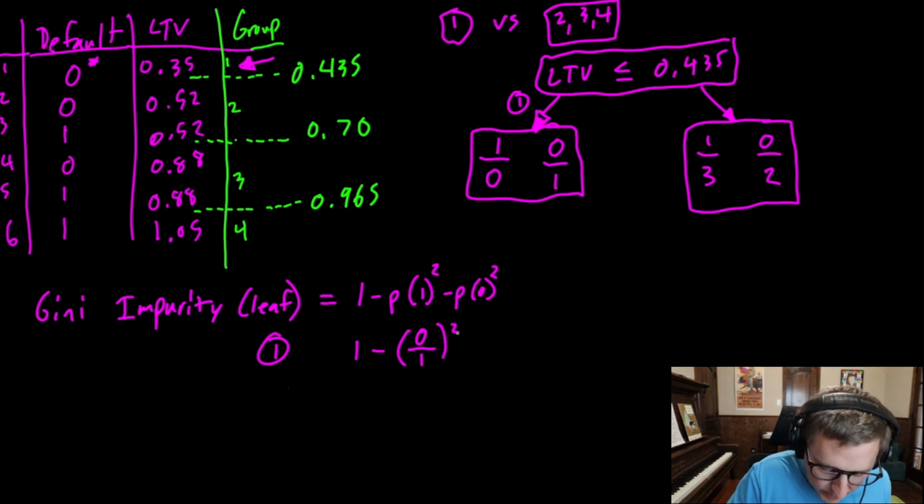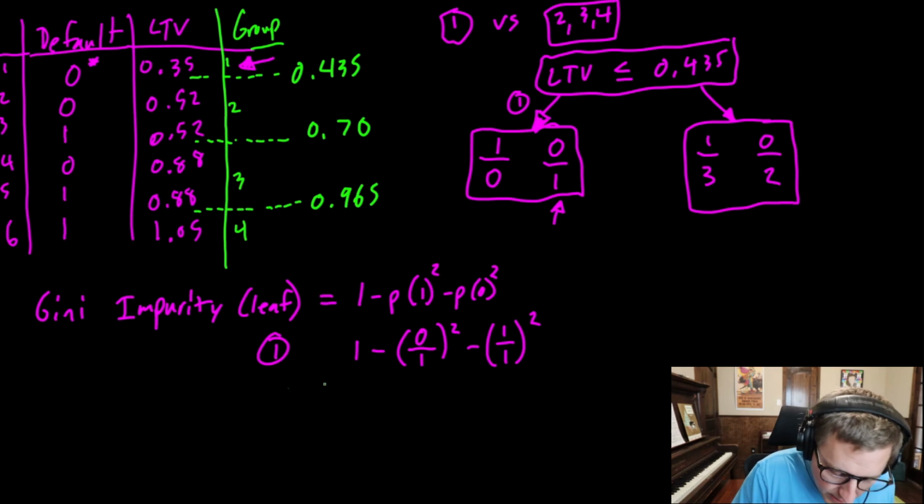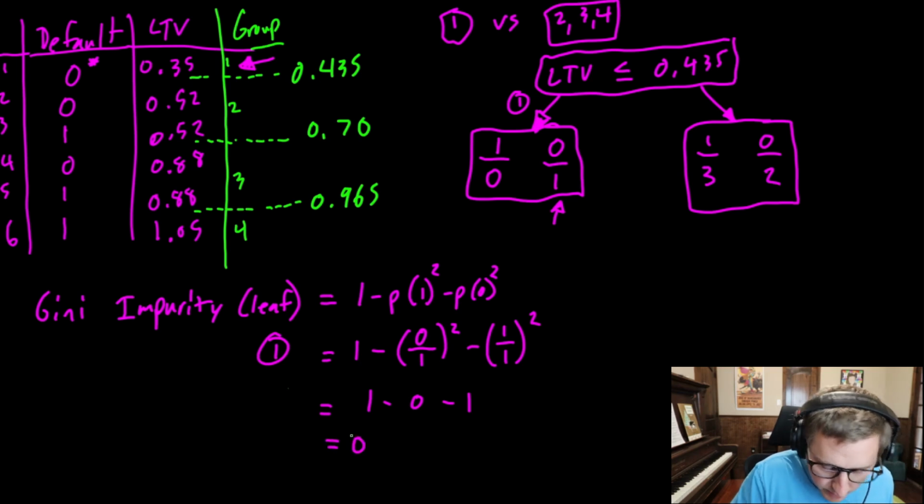So we're going to square that. And then we're going to minus the total of 0 events. So there's only one of these events that have the value 0. So it's going to be 1 over 1. That's going to be squared. And then this is just going to be equal to 1 minus 0 minus 1. And this is going to be equal to 0.